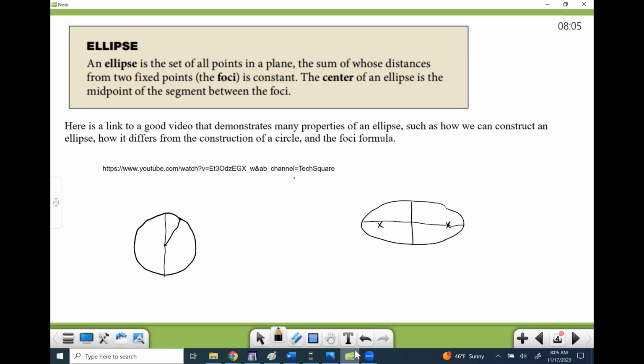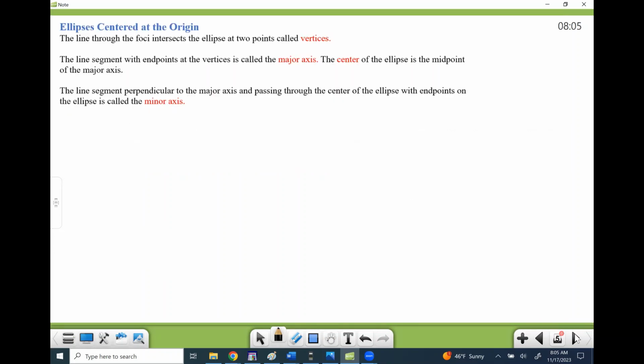There wasn't very much left, but hopefully that can help you. And we're going to revisit it when we derive our foci formula. All right. So we're going to start with ellipses that are centered at the origin.